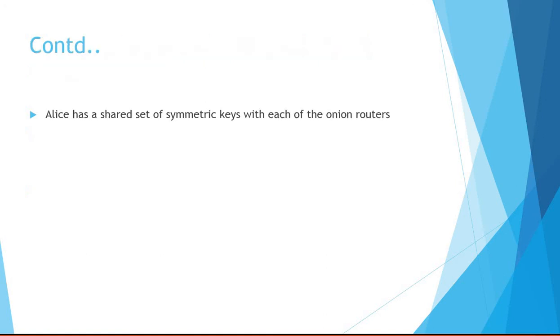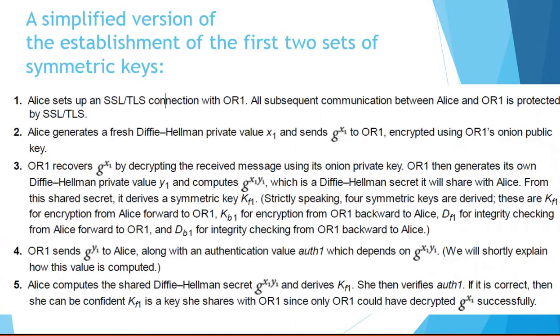Between each and every onion router, Alice has a secret key shared with it. The routers will not know about it. So the secret key between Alice and onion router 2 will not be known to onion router 1 and onion router 3. They have built this Tor tool really very nicely.